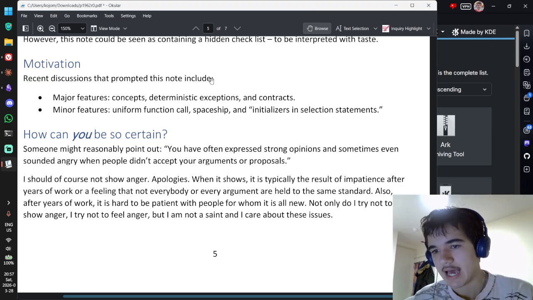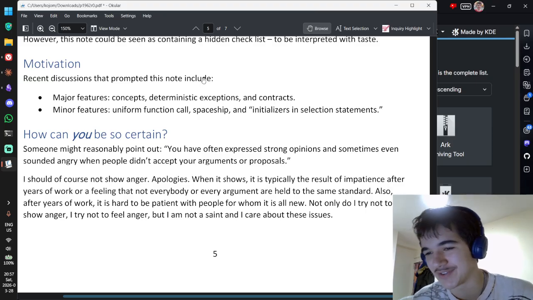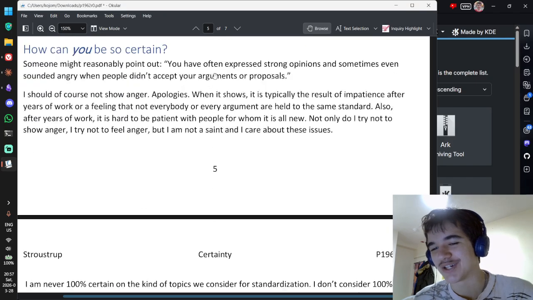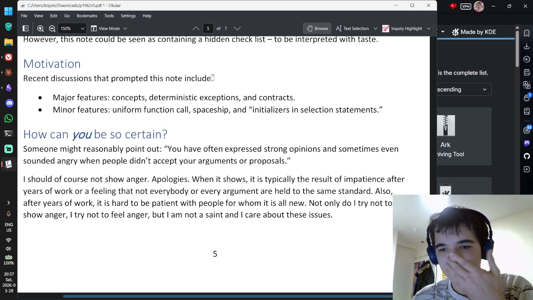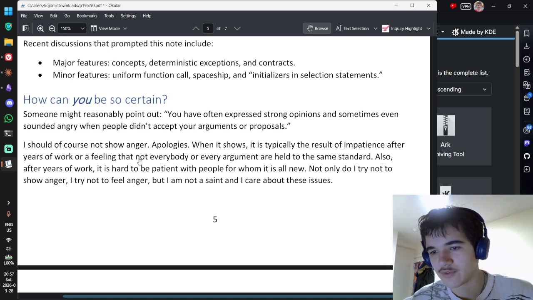What are selection statements? How can you be so certain? Someone might reasonably point out, I luckily forgot the title of this paper, someone might reasonably point out you've often expressed strong opinions and sometimes even sounded angry when people didn't accept your arguments or proposals. I should, of course, not show anger.